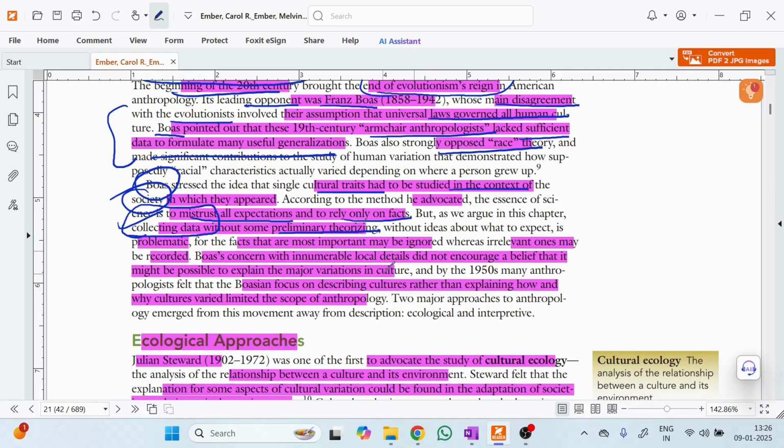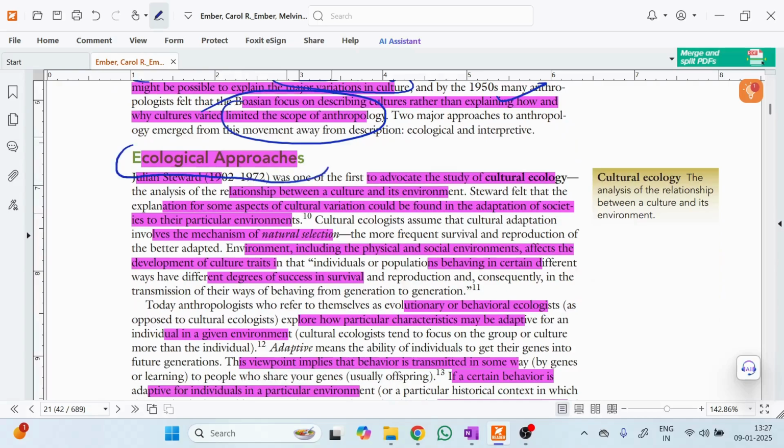So this idea is problematic because while collecting data or facts, the most important may be ignored, and irrelevant ones may be recorded. This concern of Boas with innumerable local details did not encourage a belief that such a collection of local details can tell us about variations in culture. So by the 1950s, many anthropologists felt that the Boasian focus on describing culture rather than explaining the variation limited the scope of anthropology.